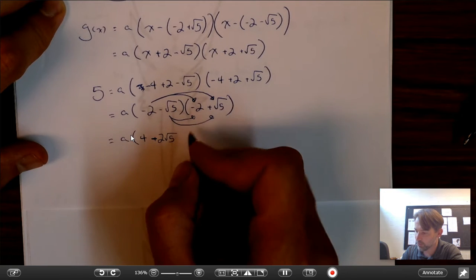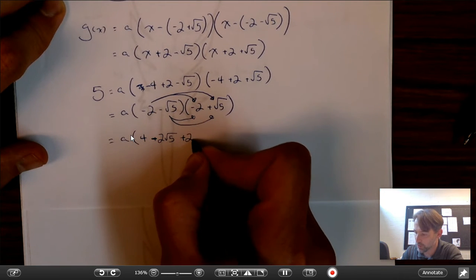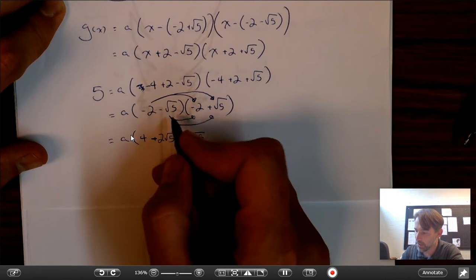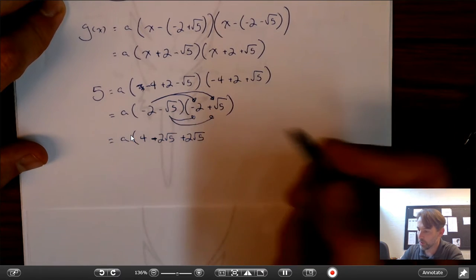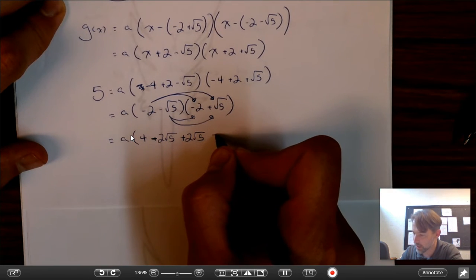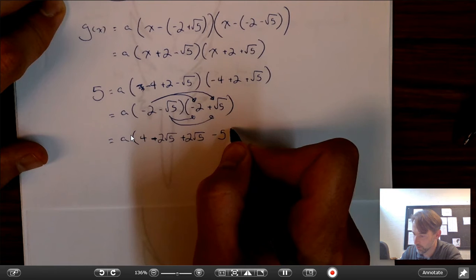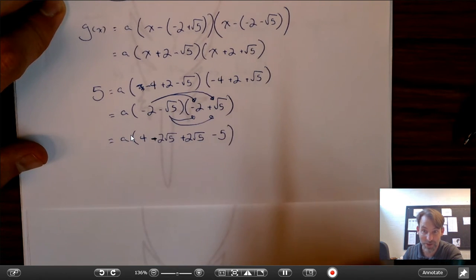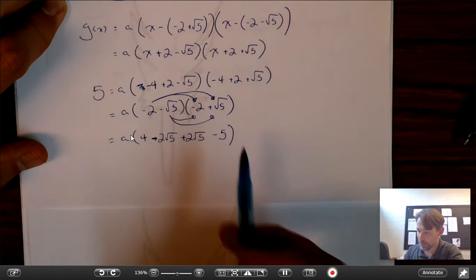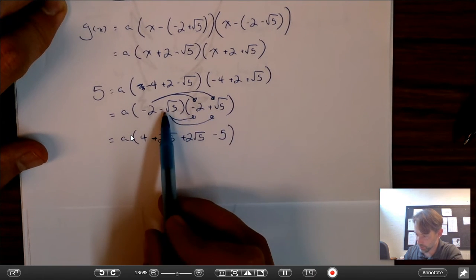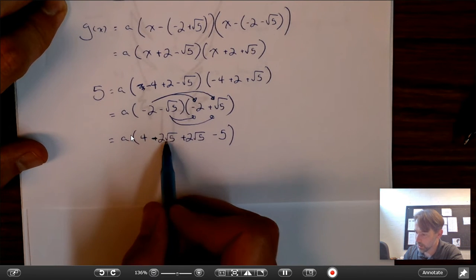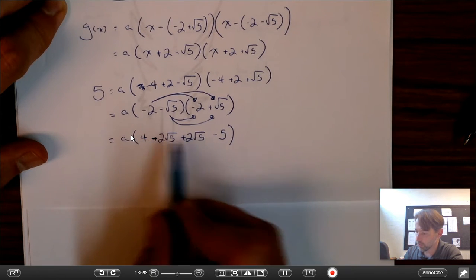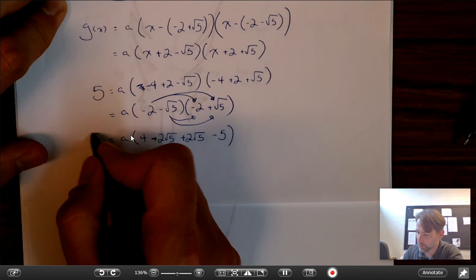Negative 2 times negative root 5 is positive 2 root 5. And then negative root 5 times positive root 5 is negative 5. Why? Root 5 times root 5 is 5. That's the definition of root 5. A number times itself equals 5. That's root 5. So this times this gives me negative 5. These ones are the same. They cancel. So I have 4 minus 5 there is equal to 5.